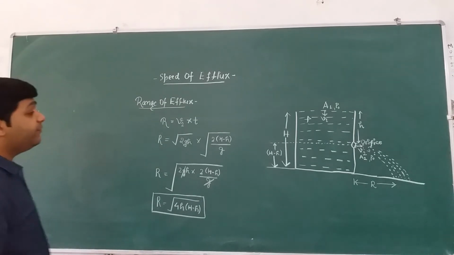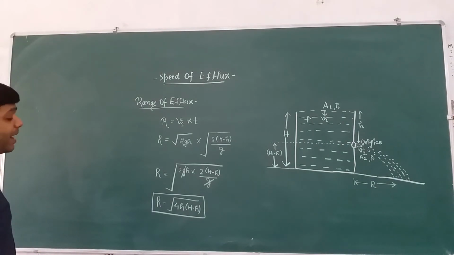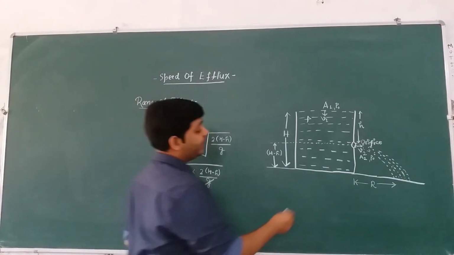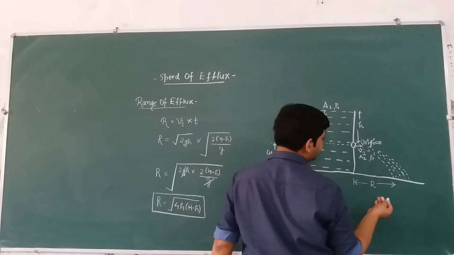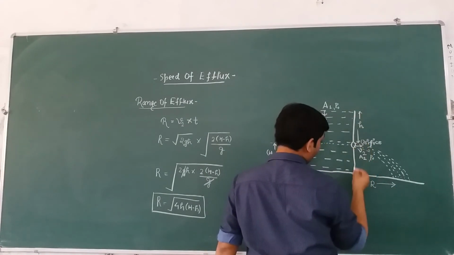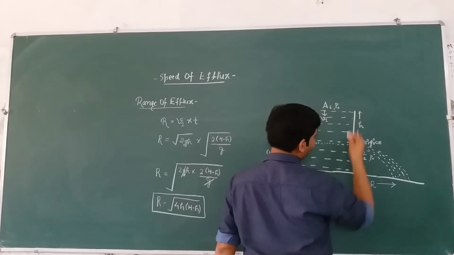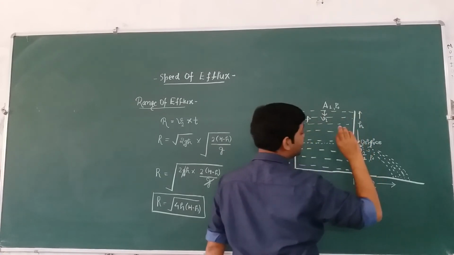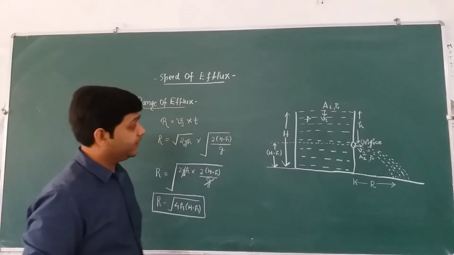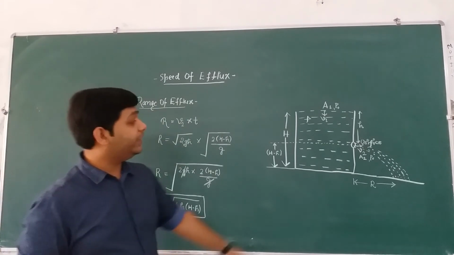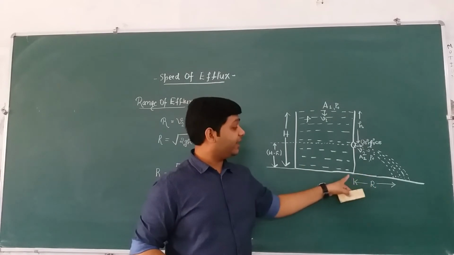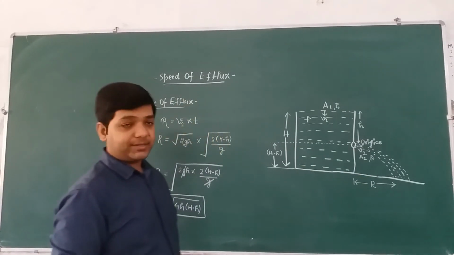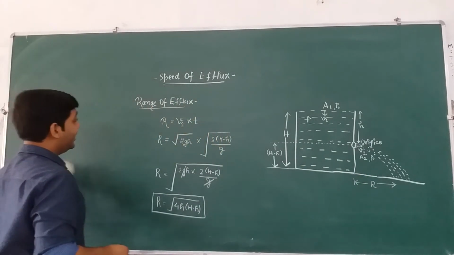Now suppose we have to calculate the maximum range, we want to obtain the maximum range of the efflux. So the question that will be framed is, at what position or at what depth from the upper surface of the water should the orifice be located. So we are interested in calculating that position of the orifice for which the range on the ground is maximum. So what do we do for that?